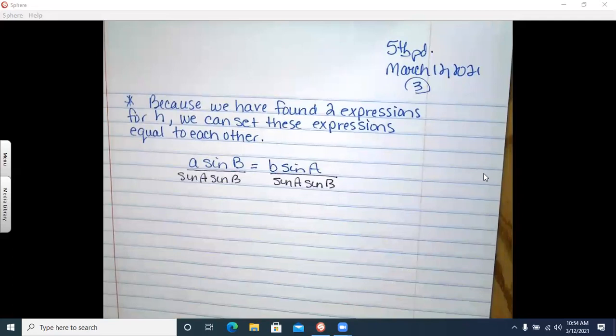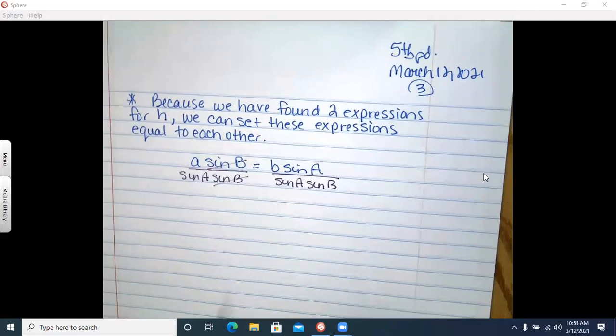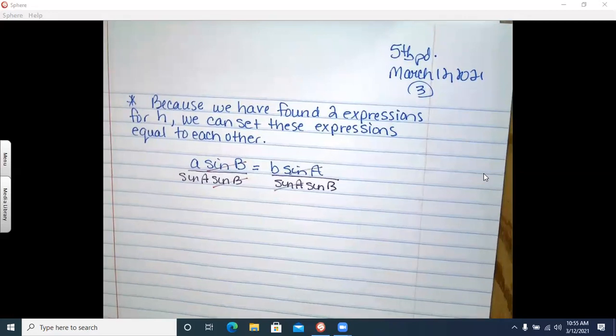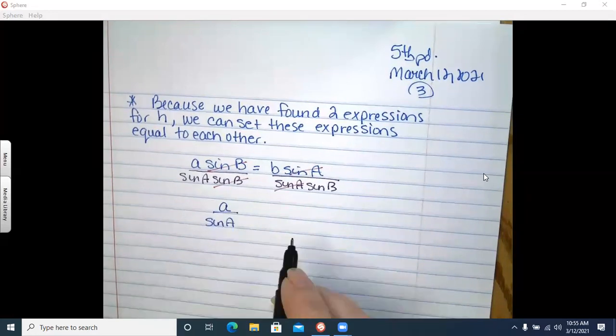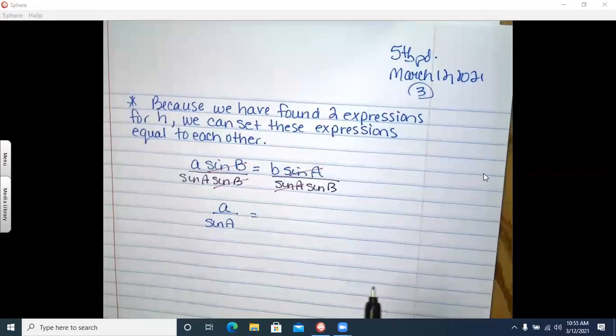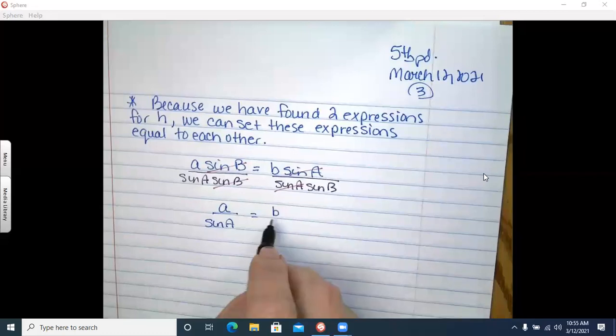Well, on the left side, it's A times the sine of B. So that's like two factors, a product. When you have a product, you can cancel out just pieces, right? So on the left, doesn't sine of B and sine of B cancel each other out? Okay, and what cancels on the right? Sine of A, good. So on the left, we're left with lowercase a divided by the sine of uppercase A, equal to, on the right, lowercase b divided by the sine of uppercase B.